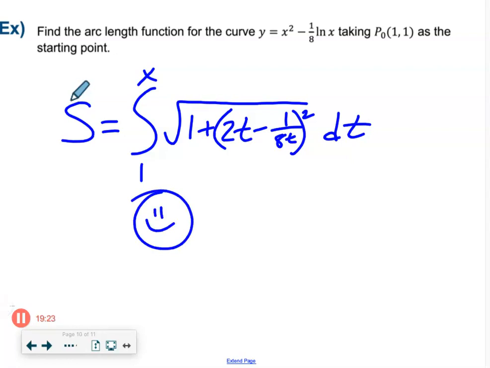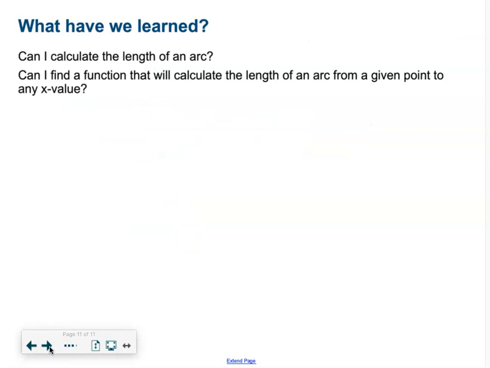Okay. All right. So, that's it. The main thing that you need to walk away with today is being able to just set up and calculate an arc length for a function between two x values. Okay. All right.